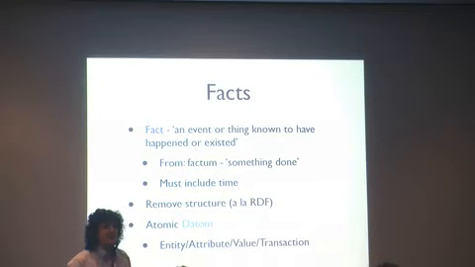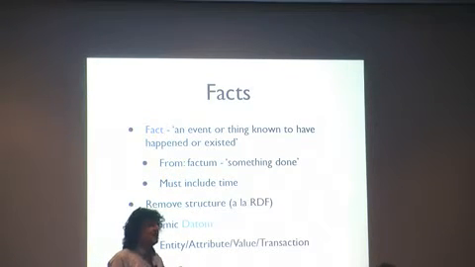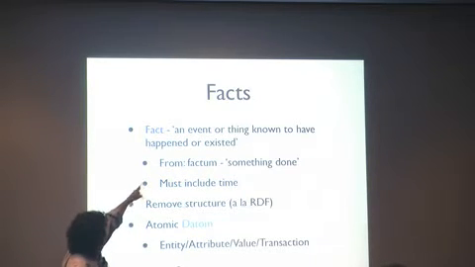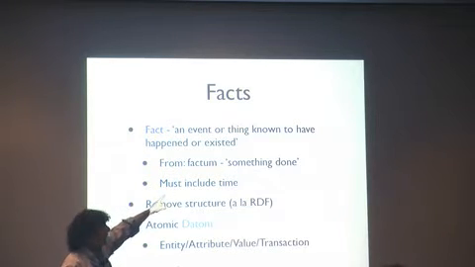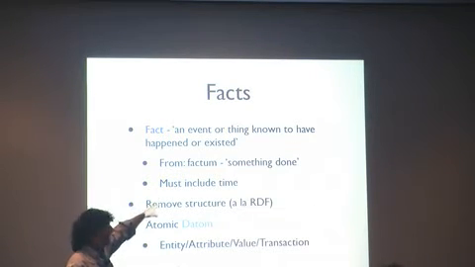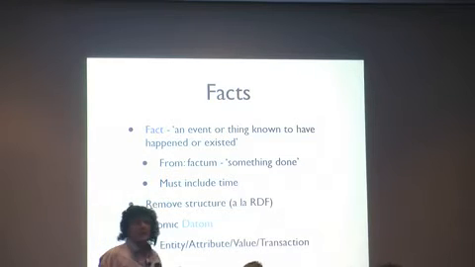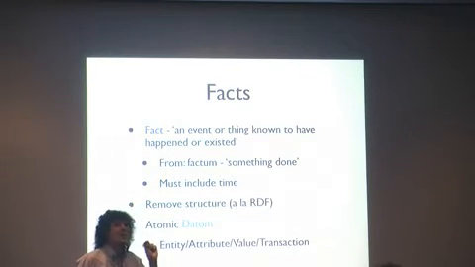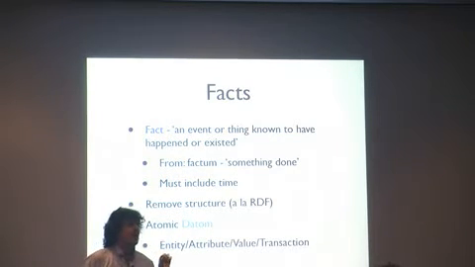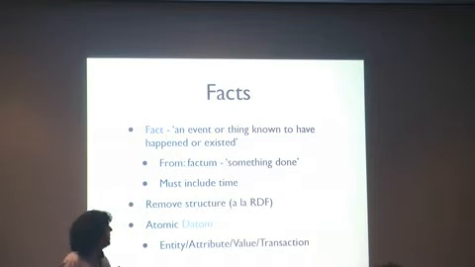Let's talk about facts. Again, it's this word stuff. The dictionary has an entry for fact. It says this: an event or thing known to have happened or existed. Right? And it's actually from a past participle that's Latin. Back when they knew what they were doing. And it means something done. It is a fact that says it's about the past. That's what fact means. It's something that happened. It's about the past. And it has to include time.